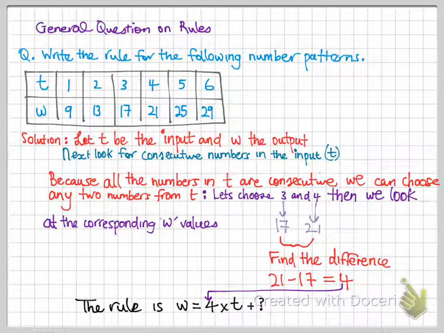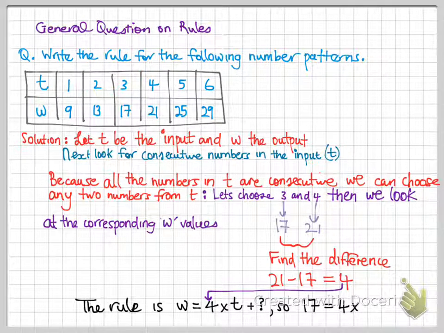So to get the output, I have to take 4 times T and I need to add it to some other number. So that's why I've got the question mark. Now we need to figure out what the other number is, and if we can figure that out, then we've done. We have actually found the rule.